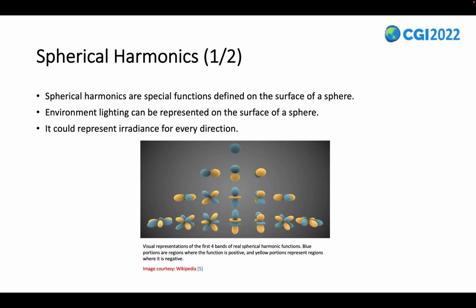Now I am going to introduce spherical harmonics. SHs are functions which are defined on the surface of a sphere. In this image I have shown 4 bands of spherical harmonics: first band, second band, third band. The blue part is where the function is positive and the yellow part is where the function is negative. We can think of it as a basis function which becomes negative in the yellowish part and positive in the bluish part. In our work we have used 3 bands, first, second and third, which gives us 9 coefficients.